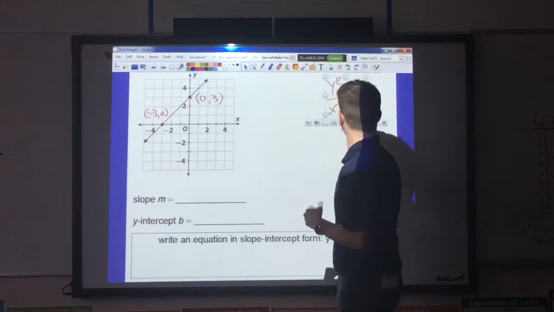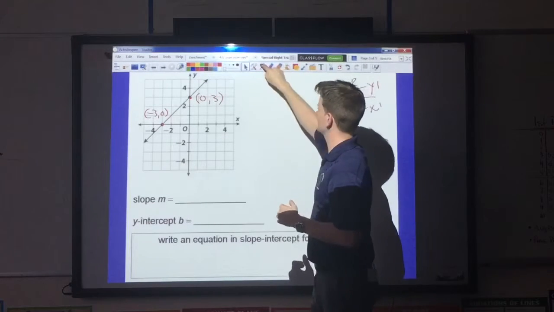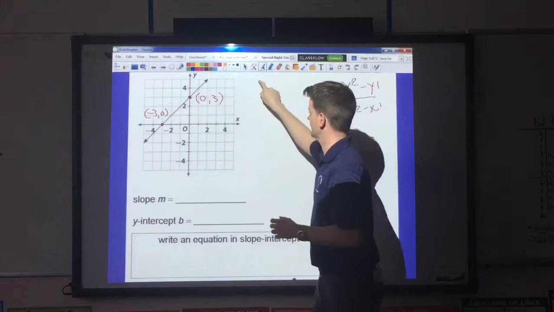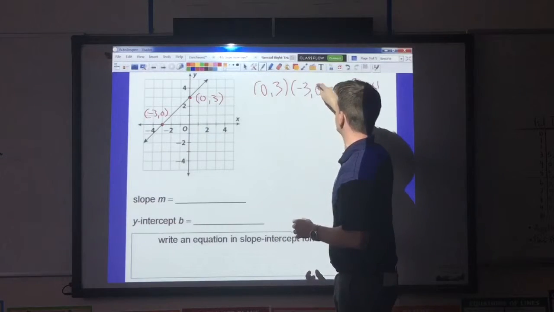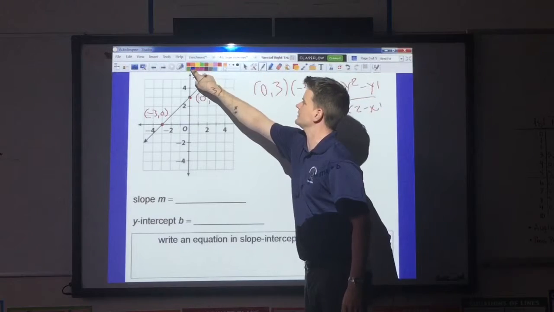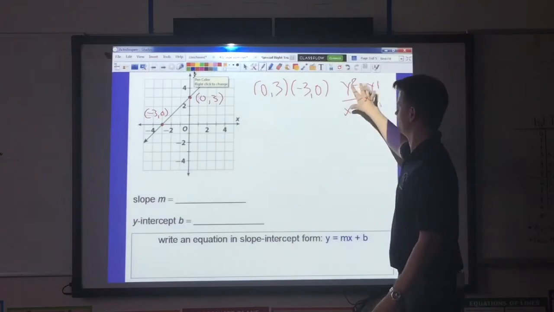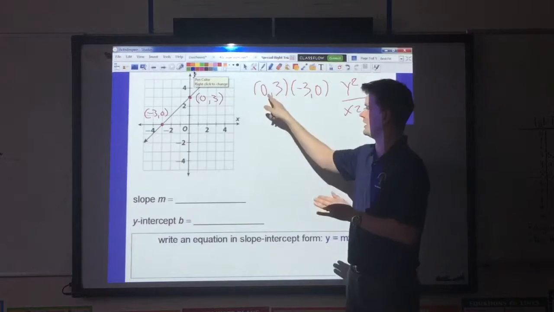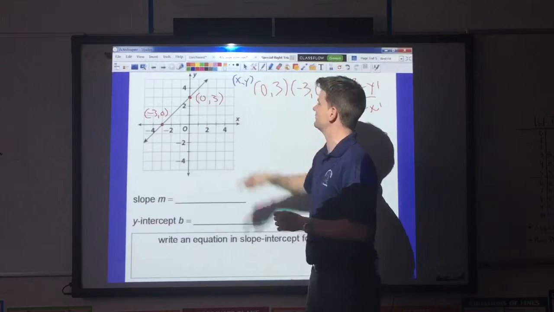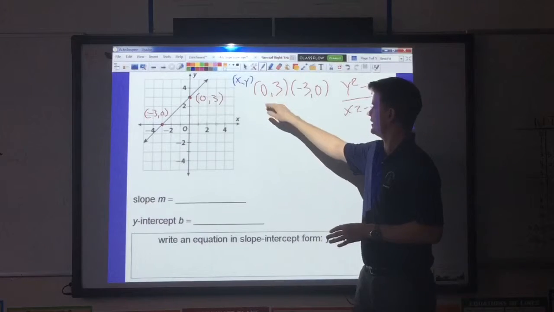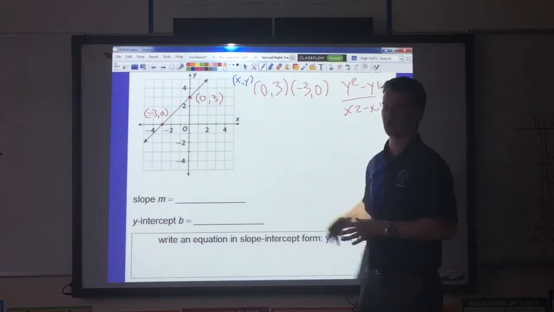Now that I have those coordinate pairs, I can use the slope formula. I'm going to write my coordinate pairs here, 0, 3, -3, 0, and let me show you how we take this and turn it into this. First thing, we have to understand that coordinate pairs are written just like the alphabet. X comes before y. So that's an x value, y, x, y.